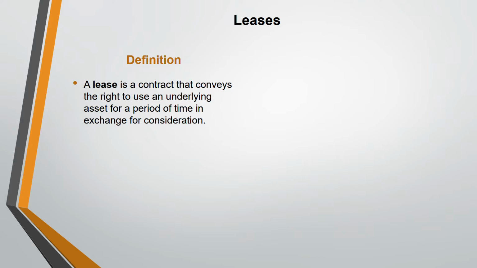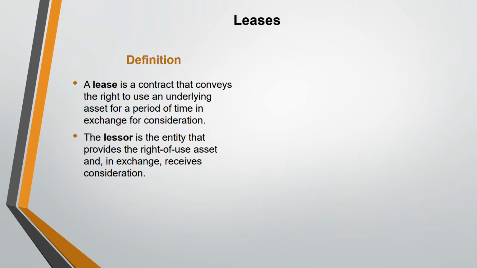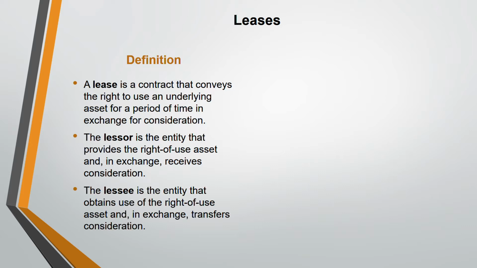Now, the second point, lessor. We have to know the parties to this lease. There are two. One is known as lessor, the other one is known as lessee. The lessor is the one who has given this right. It's his asset. He has given this right to use the asset to the person known as lessee. So the lessor is the one who is going to receive the consideration, from whom? The lessee. The lessee is the person who is using this asset, and he is the one who has to make this payment to the lessor.